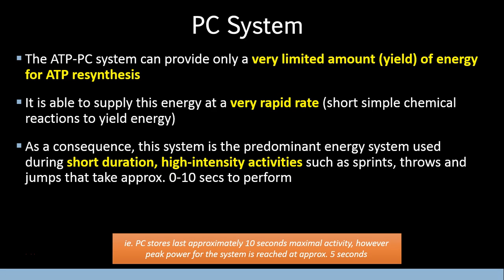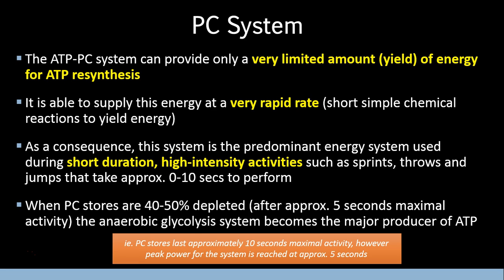So it needs to have some sort of rest prior to it. Okay, so if we are looking at relying on this system, there needs to be a rest of about 3 minutes beforehand to be able to use this system predominantly throughout intermittent sports like netball, basketball, soccer, etc.